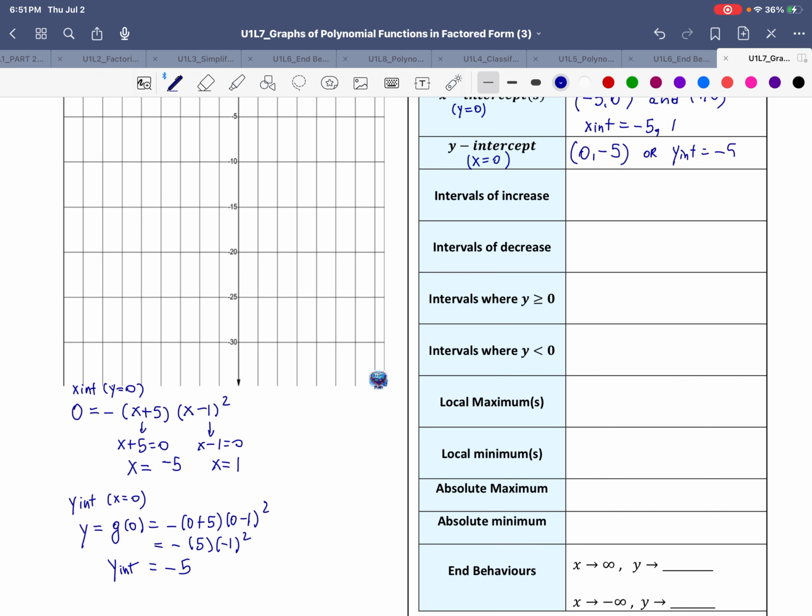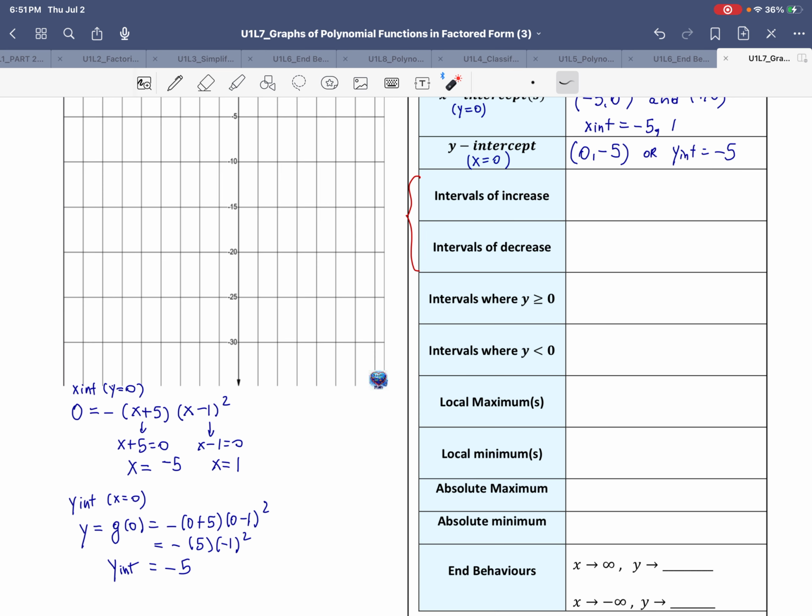Now, next we'll have to determine the intervals of increase and decrease. Remember that intervals of increase and decrease are related to maximum and minimum points on the graph. So we'll need to know what the local min and max are on the graph, and maybe absolute max and absolute min. These are the points that we need to find before we determine intervals of increase and decrease.